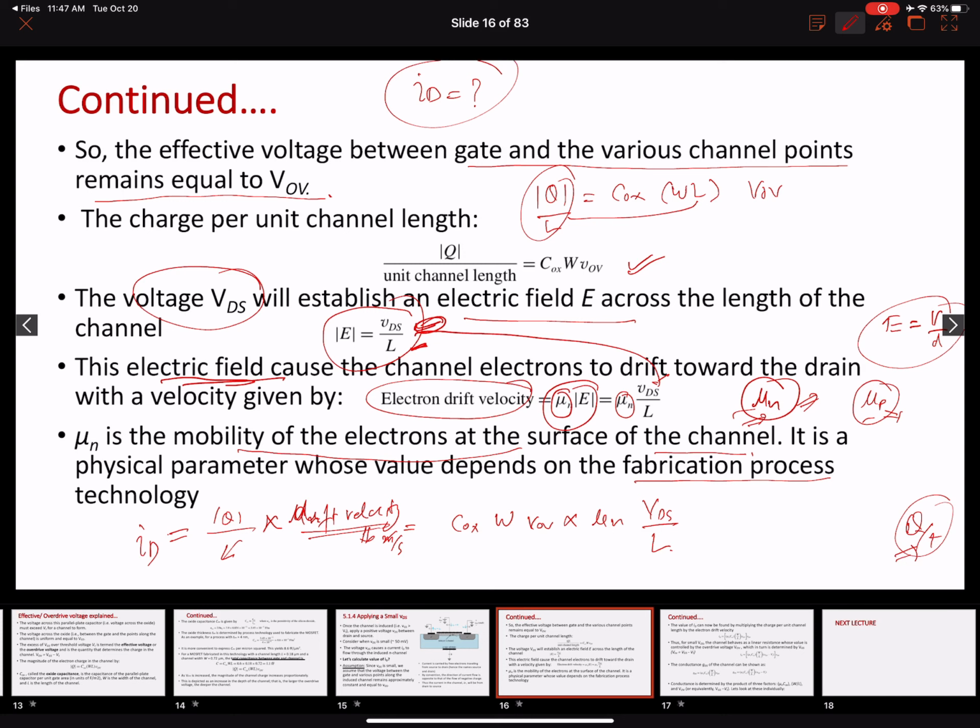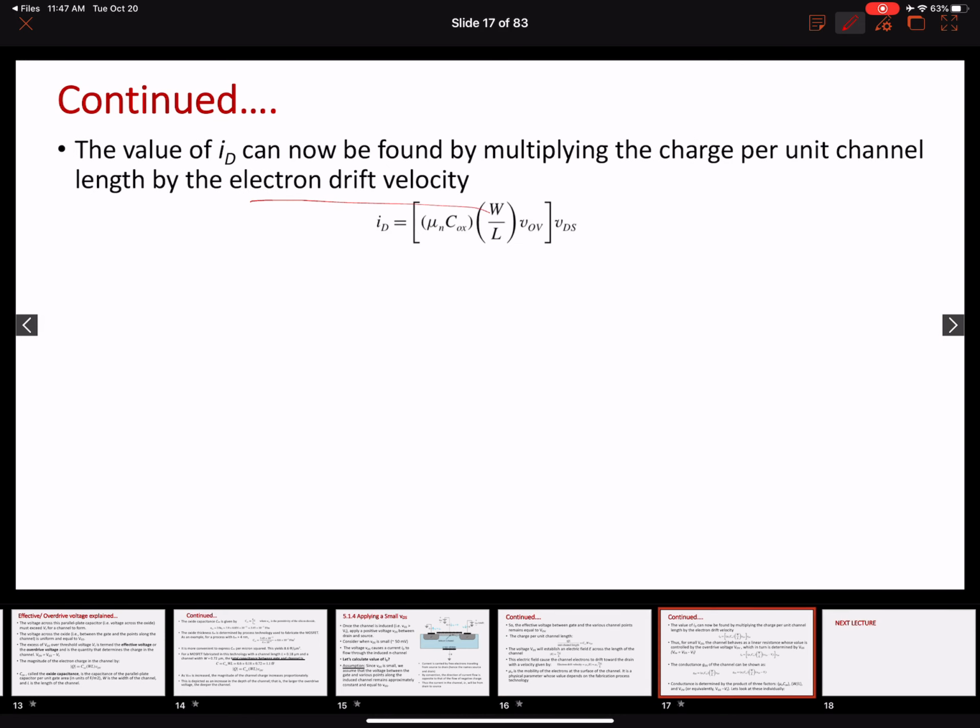So we have Cox, mu n, the length and the width of the channel, and then two voltage values: one is the overdrive voltage and one is the VDS voltage. This is equal to the drain current that will flow through the channel. This is how we can find the drain current flowing through the channel. As you will realize, we are going to discuss all of these parameters. If you have a higher mobility of the electrons, this will increase the current.